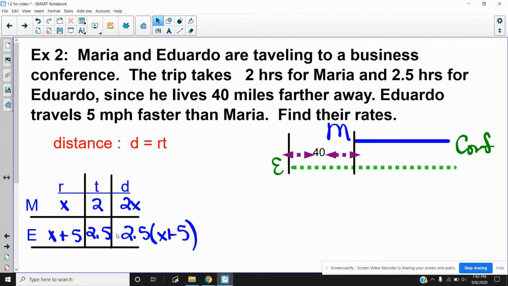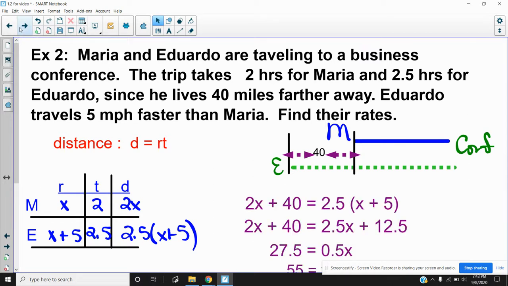Now, all I'm going to do for distance is describe it algebraically. So I'm going to take the rate, x, multiply it by the time, 2, and get 2x. And similarly, I'll take Eduardo's rate, multiply it by Eduardo's time, and I get 2.5 times (x plus 5). Now, remember what we've said is that we're going to take Maria's distance plus 40 and set it equal to Eduardo's distance. And that's how we get the equation for this particular problem here.